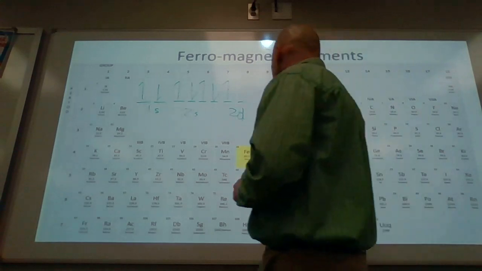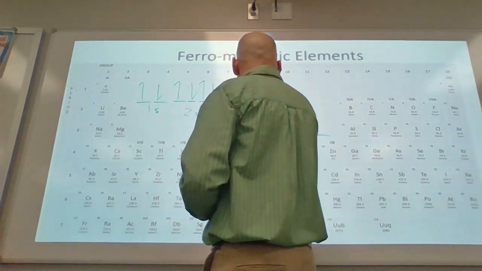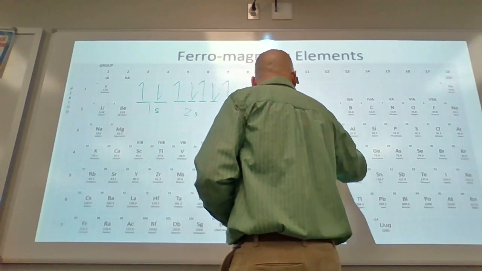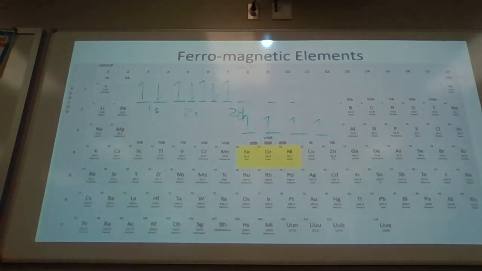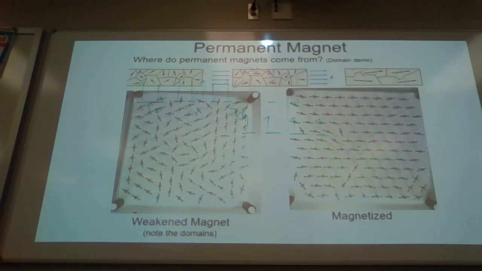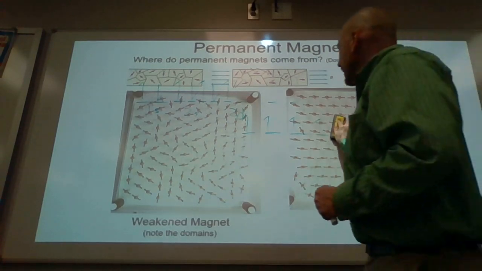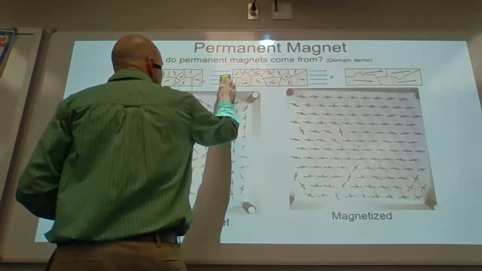However, for nickel, iron, and cobalt, their valence shells, I don't know how many, have unpaired electrons that all have the same spin. So there's a net magnetic field for their atom or for their molecule, depending on what's going on. And that is why they can be magnetized. Okay? So that's at the heart of it. So let's say we take a hunk of iron out of the ground.